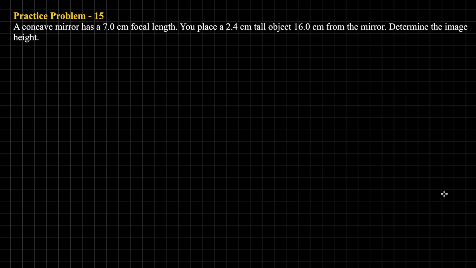A concave mirror has a 7 centimeter focal length. You place a 2.4 centimeter tall object 16 centimeter from the mirror. Determine the image height. So I'm going to draw a concave mirror, focal point, center of curvature.